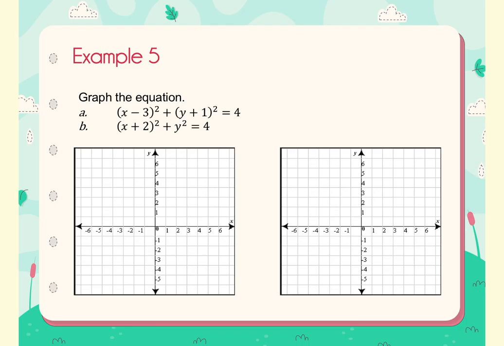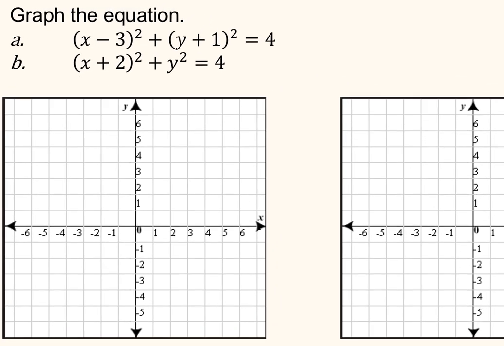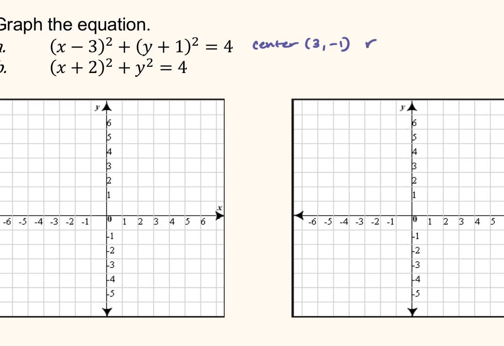All right, now we're reversing it. Now we've got the equation and we want to graph it. So I need to pull from each equation its center and the radius. If I look at A, what's the center? Good. 3, -1. You change those signs. And what's the radius? 2, because we square root the 4.